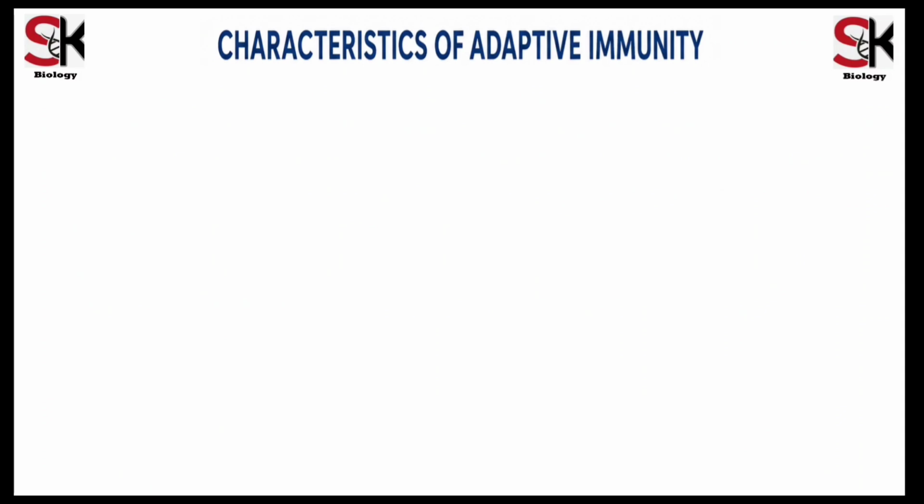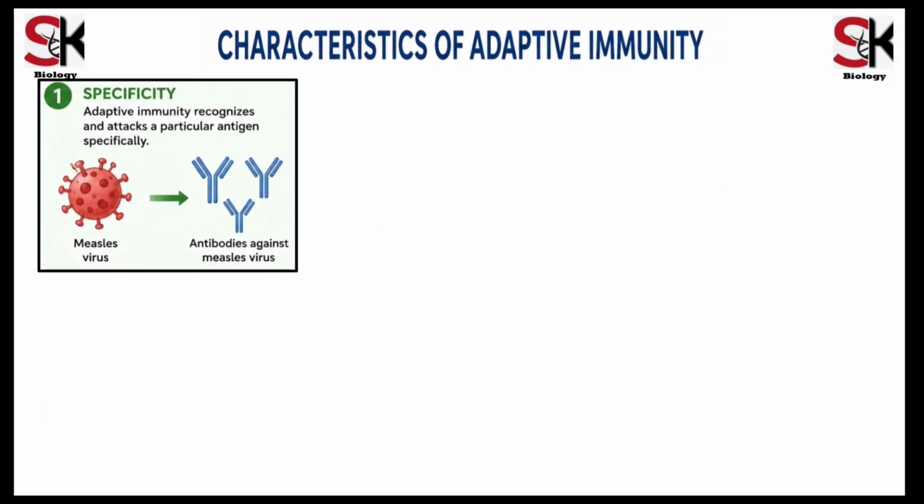Like that of innate immunity, adaptive immunity also has specific characteristics. We are discussing here the most important 5 characteristics of adaptive immunity. The first one is specificity. Adaptive immunity recognizes and attacks a particular antigen specifically. So, it will produce response against specific organism or pathogen. For example, if there is infection of measles virus, it will produce antibodies against that virus specifically.